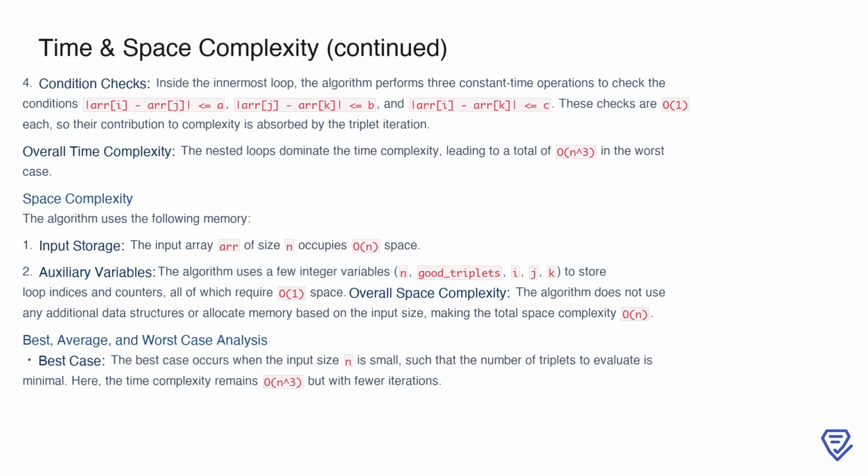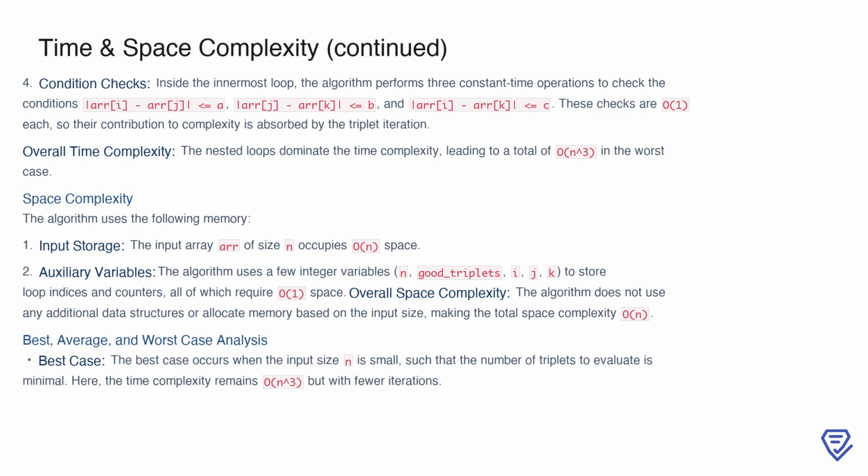Moving to space complexity, the algorithm primarily uses the input array arr of size n, which requires O(n) space. Aside from this, auxiliary variables like loop indices and counters consume only a constant amount of memory, or O(1). As there are no additional data structures or memory allocations based on input size, the total space complexity is O(n).